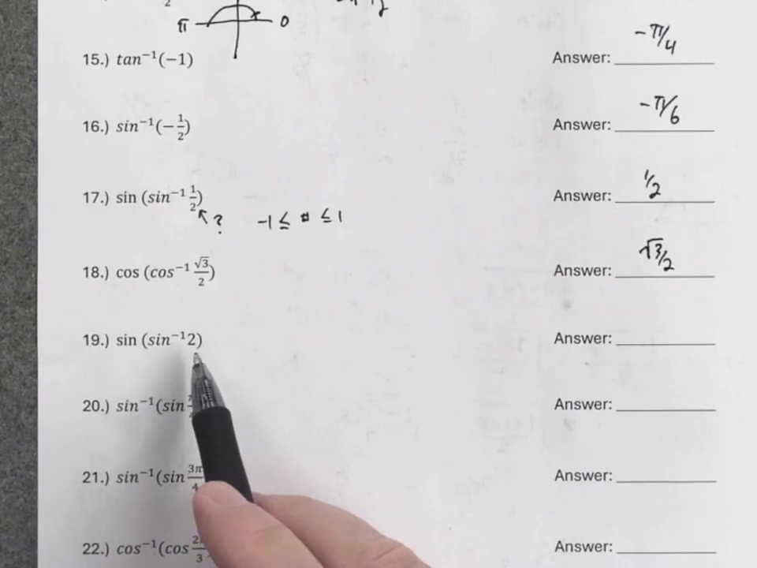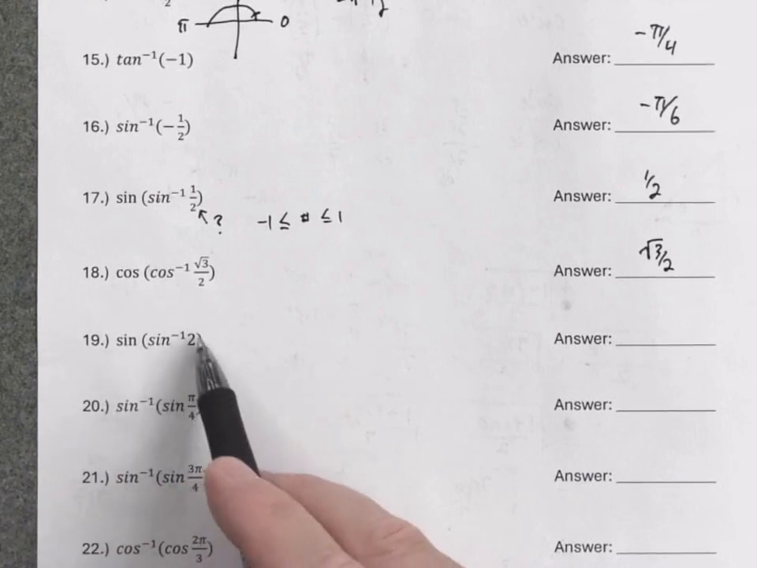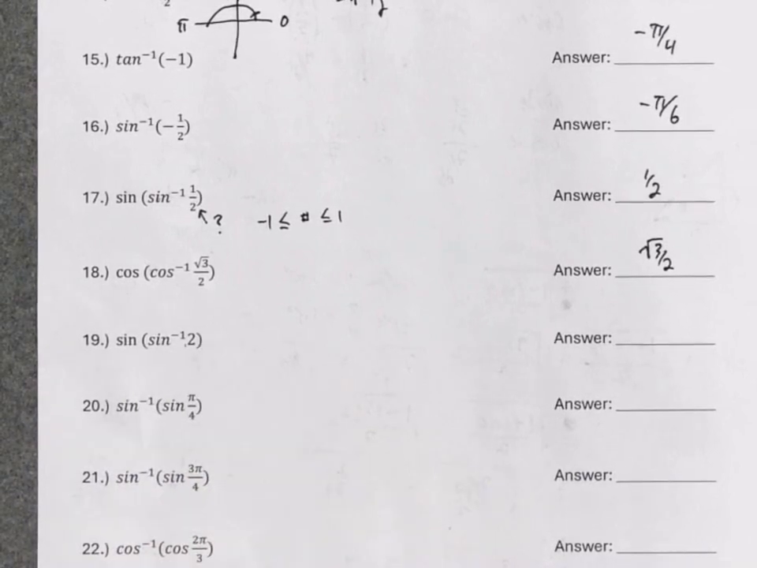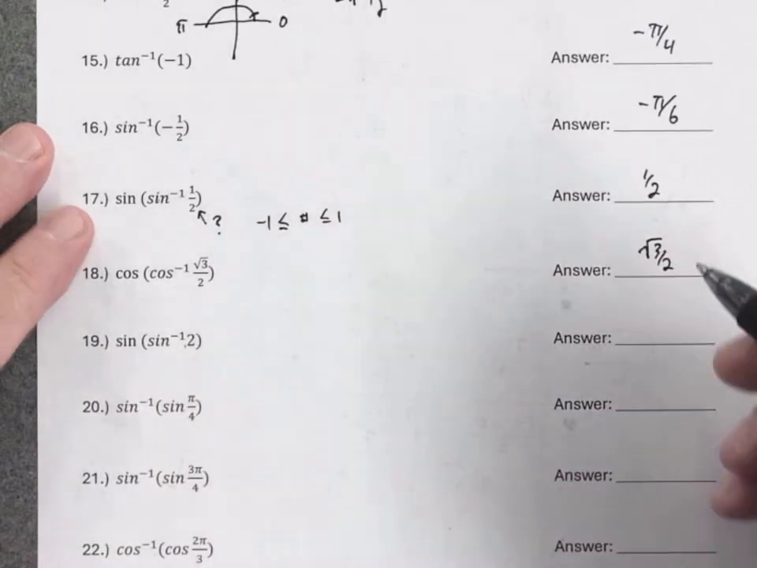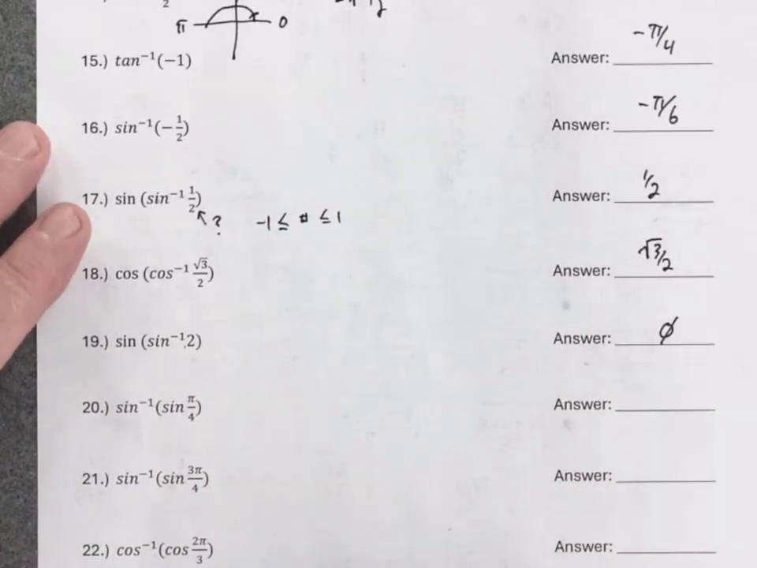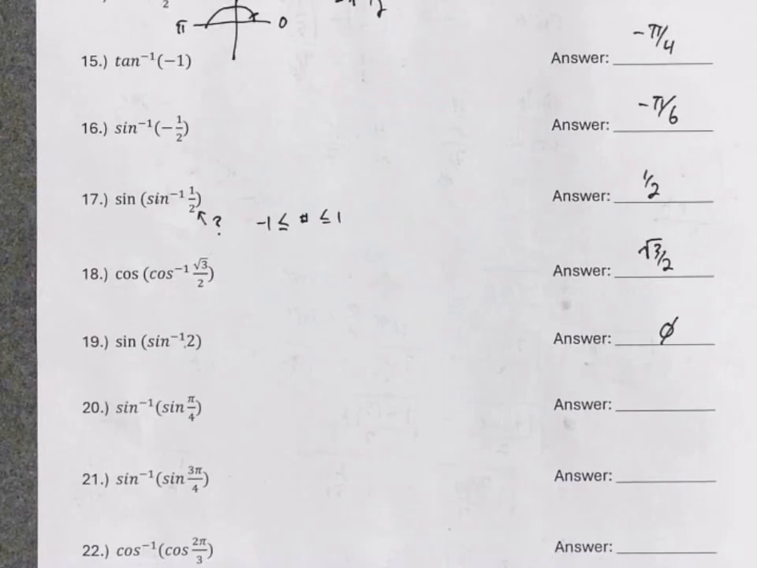19, sine of the inverse sine of 2, composite function. The number on the inside, will the shortcut work? Well, is that number between -1 and 1? In this case, it is not. So the shortcut doesn't work. And in this case, there's actually no answer. Undefined. Because if you think about it, basically you're saying, what's the angle where the sine is equal to 2? There aren't any angles where the sine is 2. The sine of any angle is always going to be between -1 and 1.